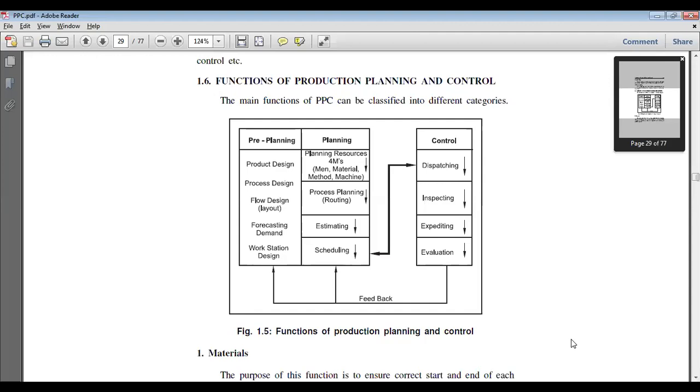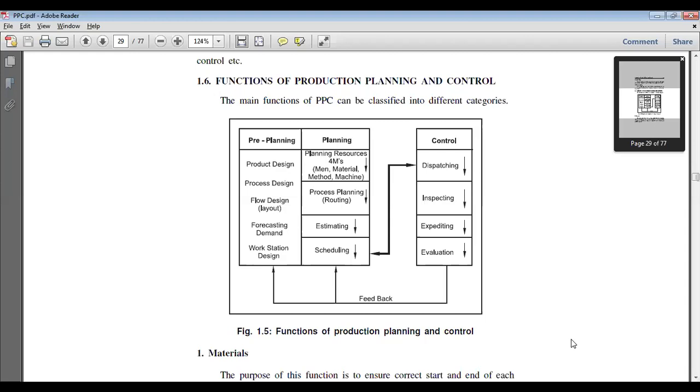So what are the main functions and how are they executed? First we discussed that there are three main functions or features of production planning and control, so that the whole idea is to increase productivity. The whole idea is that without any hazard, we must keep on manufacturing. So first of all, we have to look at the different stages. One is pre-planning, then planning, and then control.